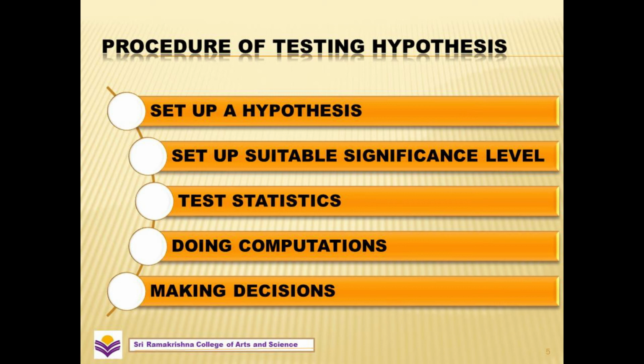So the procedure of testing hypothesis is a very important concept. It has 5 points. Number 1, set up a hypothesis. Here we make H0 and H1. Number 2, set up a suitable significance level, probably 99%. Third, test statistics. Here we follow a parametric or non-parametric test. Better we go with parametric, it is a more powerful test. Fourth is doing computation, where we calculate and also find errors. The last is making the final decision whether H not is accepted or rejected. So the procedure of testing hypothesis helps the researcher make the right decision.